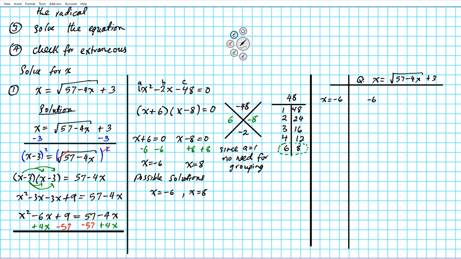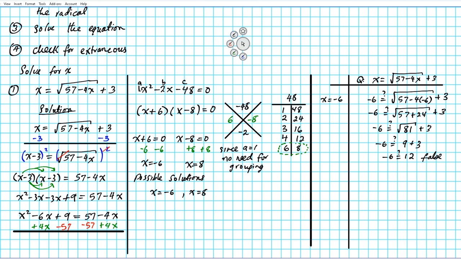So the question now is, is negative 6 equal to the square root of 57 minus 4 times negative 6, plus 3? All right, let's work it out. 4 times negative 6 is negative 24, so minus that is positive 24. 57 plus 24 is 81, root 81 is 9, 9 plus 3. Is negative 6 equal to positive 12? The answer is no. This is a false statement. So that tells us that the first answer, negative 6, is extraneous.